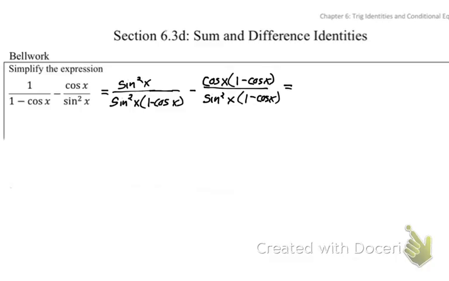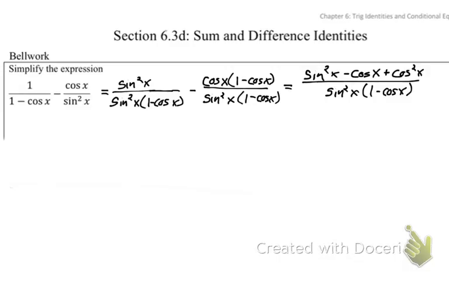I'm going to save some space and combine the numerator. So I'm going to have sine squared x, and here we have to be careful because it really is negative cosine x being distributed. So negative cosine x times 1 is going to be negative cosine x, and negative cosine x times negative cosine x is a positive cosine squared x, all over sine squared x times 1 minus cosine of x. Well, the cool thing here is I have sine squared, I have a cosine squared, they're both positive, so I can push them both together, get sine squared plus cosine squared, which equals 1.